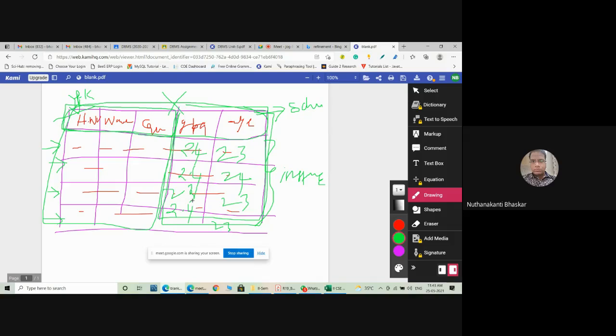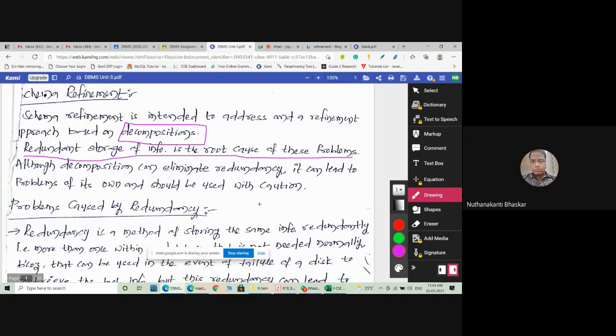Functional dependency is a mechanism we will learn. It is a mathematical representation, and based on that, we will decompose. Now, do all of you understand why schema refinement comes? Because of the redundancy. So this schema refinement will be done based on the decomposition. Are you clear? All of you clear?